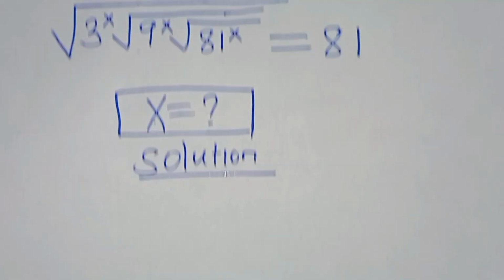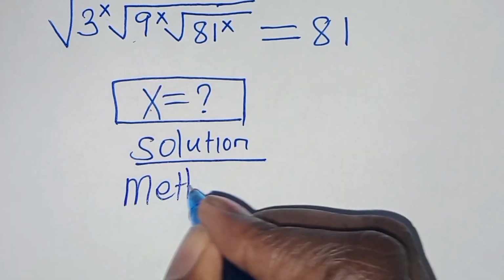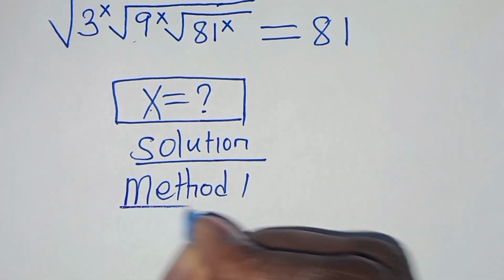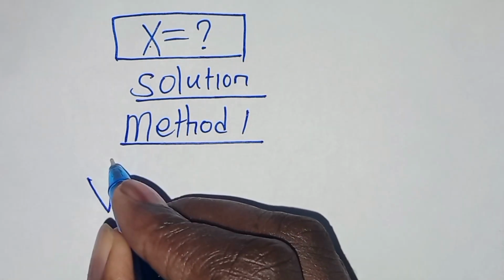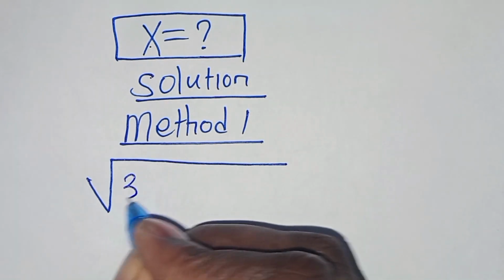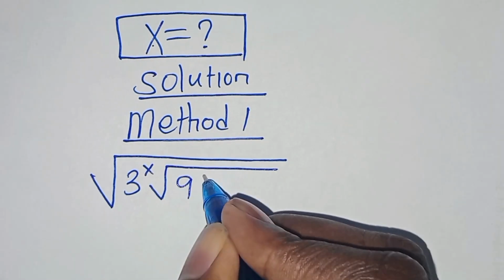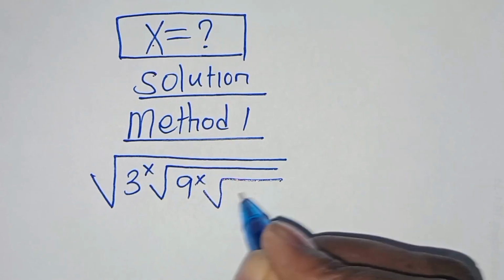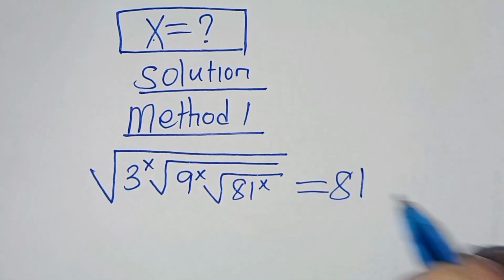To solve for x here, we are going to apply two methods. Let's start with method 1. So from here, we have the square root of 3 to the power x multiplied by the square root of 9 to the power x multiplied by the square root of 81 to the power x. This is equal to 81.